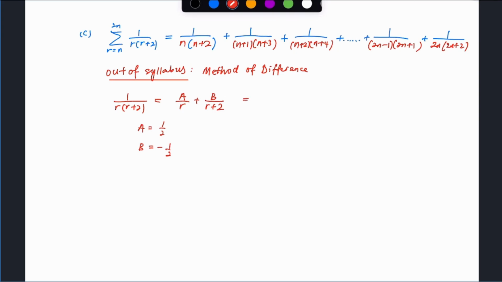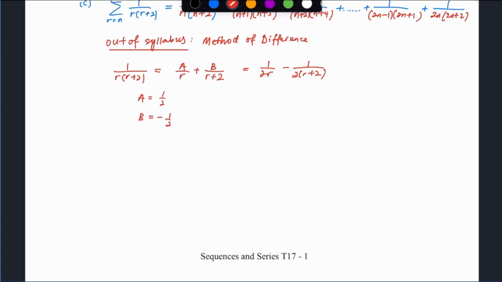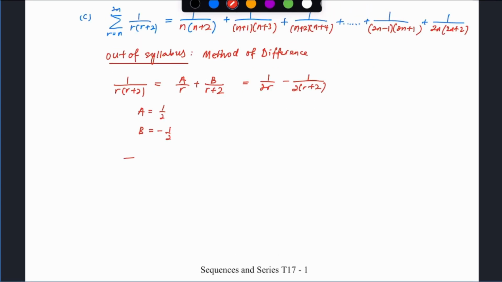So this will be equal to 1 over 2r minus 1 over 2r plus 2. Okay, so you can think of it like that. Then your summation from n to 2n. I'll just quickly present and touch and go because it's not in the syllabus. I'll still teach it anyway in case it comes out, or in uni you suddenly need to use it, then at least you have seen it before.